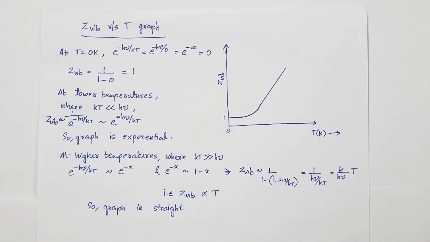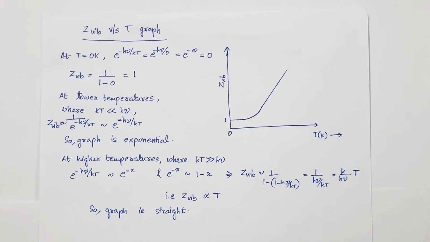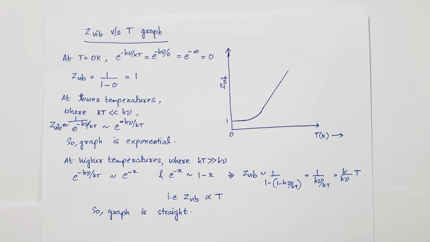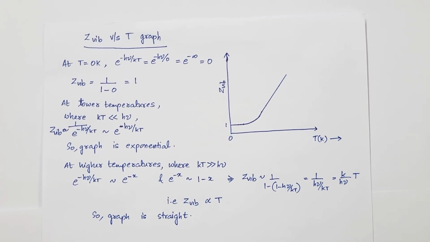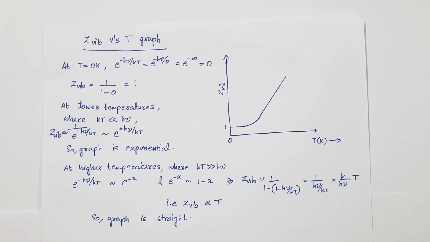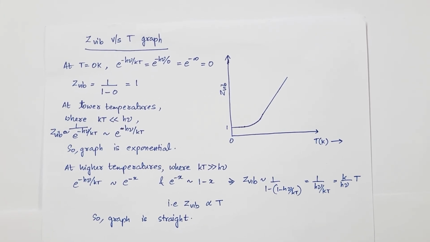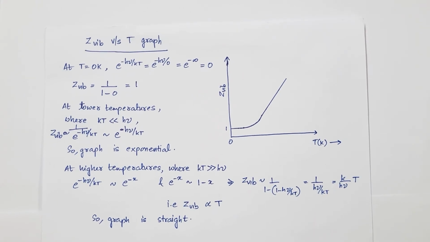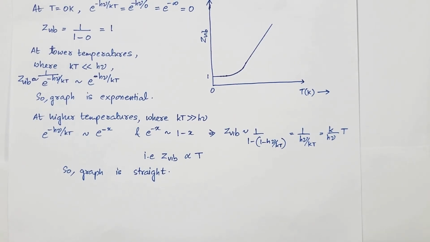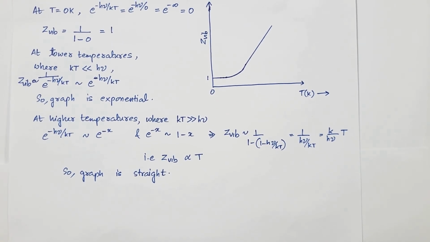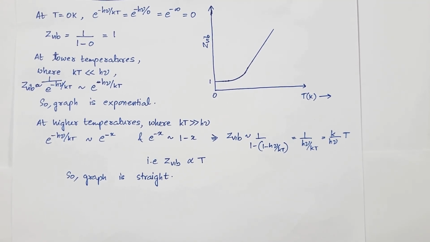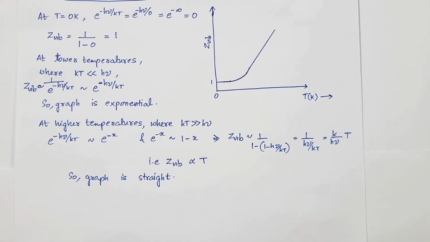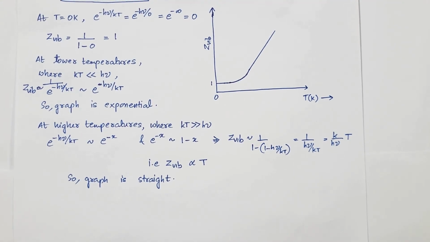Next, let's study the graph between Z vibrational and temperature. At 0 Kelvin, the exponential portion tends to 0. So the Z vibrational tends to 1. So the graph initially starts from 1. At lower temperatures, where kT is less than h nu, Z vibrational tends to an exponential factor. So the graph is exponentially increasing.